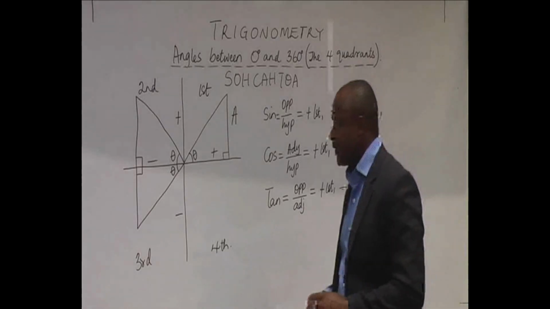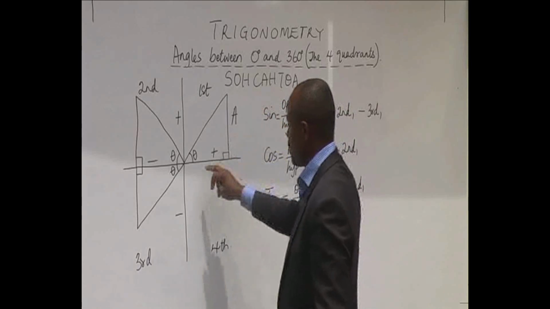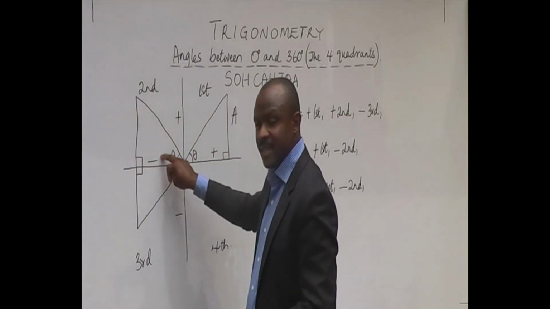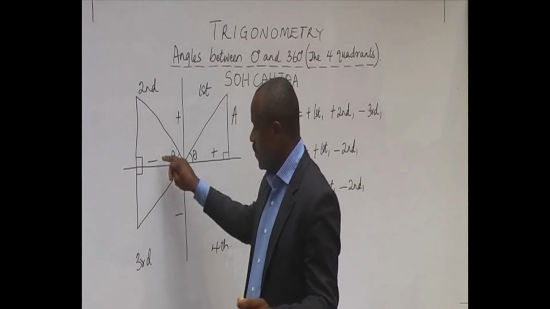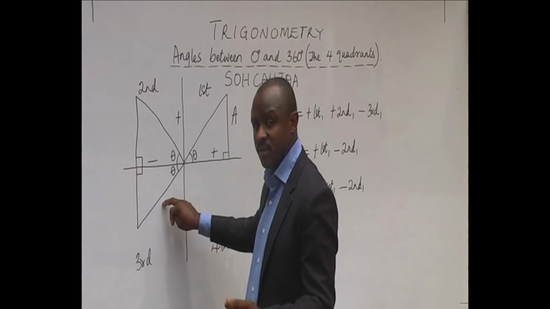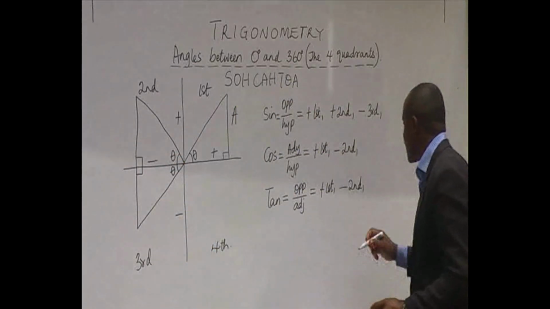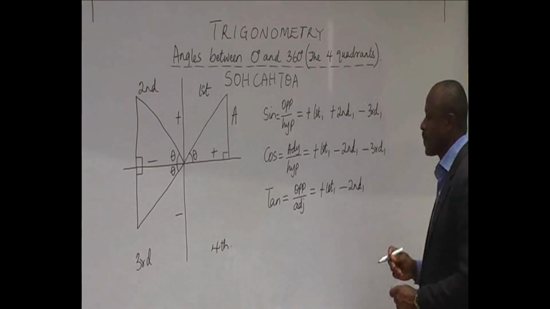Let's go to cosine. Cosine is adjacent over hypotenuse. The adjacent is representing the negative side of the x-axis. Hypotenuse is always positive. Negative divided by positive will give you negative. That means our cosine is also negative in the third quadrant.